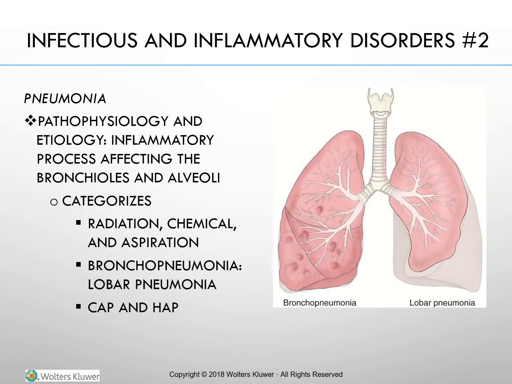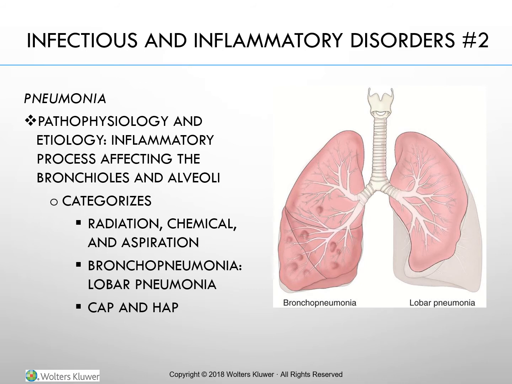Pneumonia. Pneumonia is an inflammatory process affecting the bronchioles and alveoli. Although it is usually associated with an acute infection, pneumonia can also result from radiation therapy, chemical ingestion or inhalation, or aspiration of foreign bodies or gastric contents. Pneumonia, when combined with influenza, ranks as the 8th leading cause of death in the U.S.